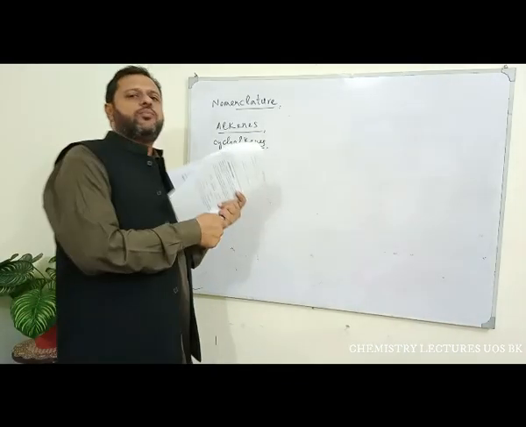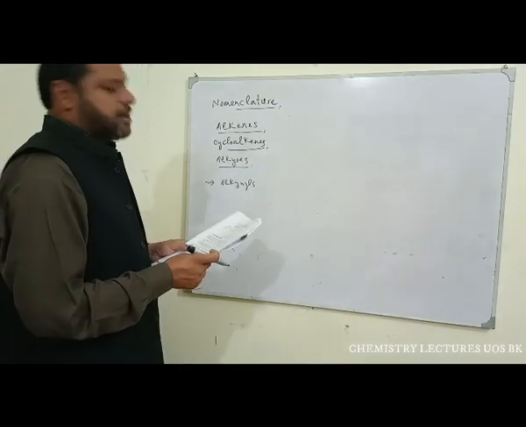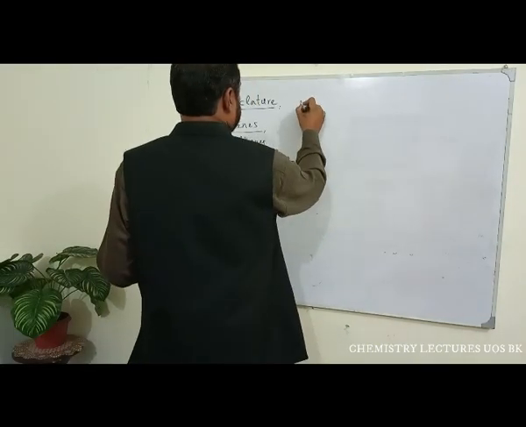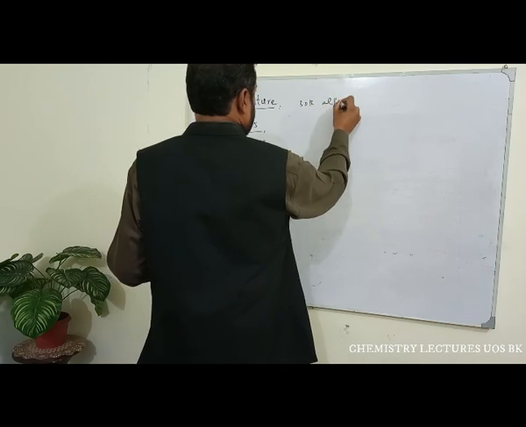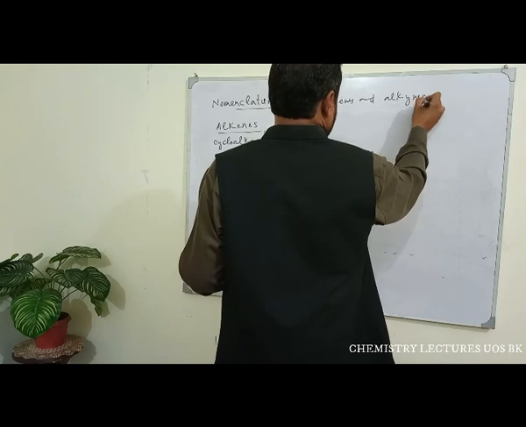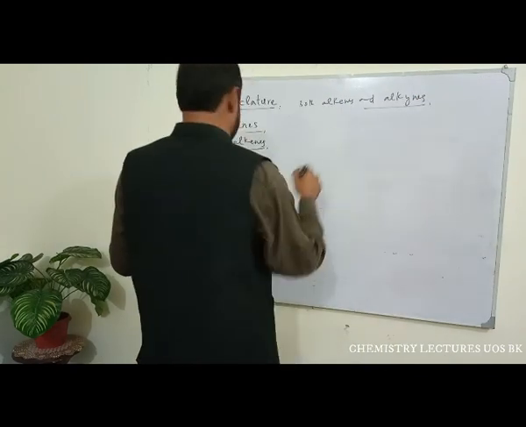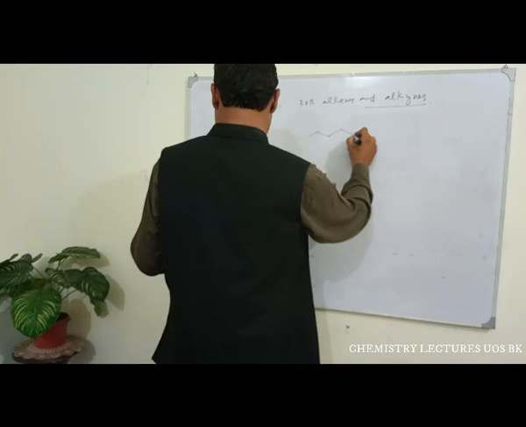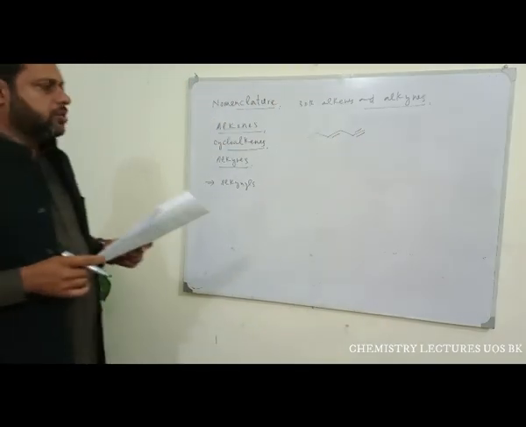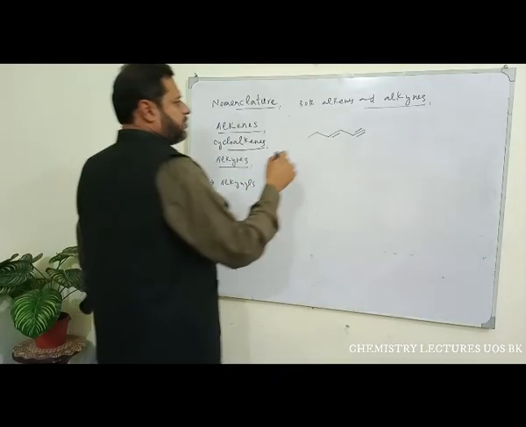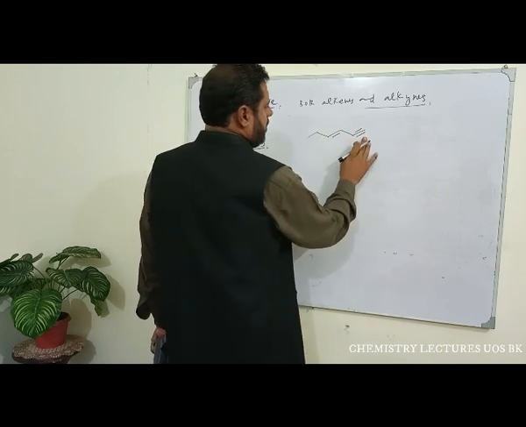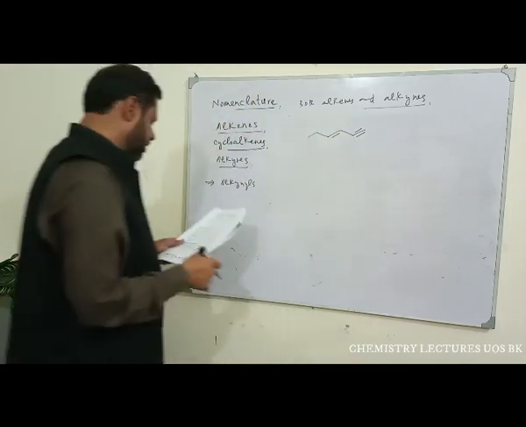Now we see the case if both alkenes and alkynes are present together. For example, if you have this compound, in this case you can see that if we start numbering from here 1, 2, 3, 4, 5, 6, the triple bond will be in one position and the double bond will be on the third position.